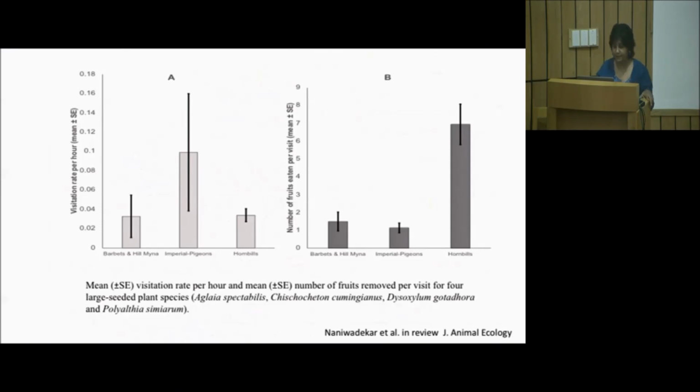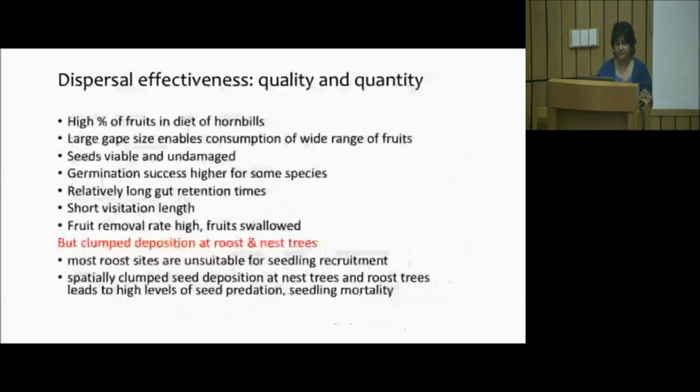It's more than double or triple the number of fruits removed by imperial pigeons. So I have established that a number of factors make hornbills good dispersers, but that given the types of sites at which they deposit when they're doing clump dispersal at nest trees and roost trees, there's a lot of mortality and high levels of seed predation and seedling mortality, which sort of mimics what happens at parent trees.